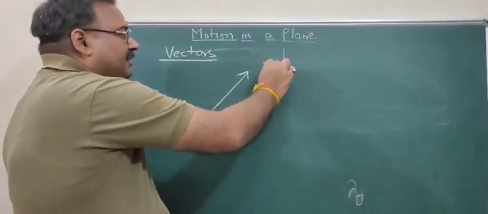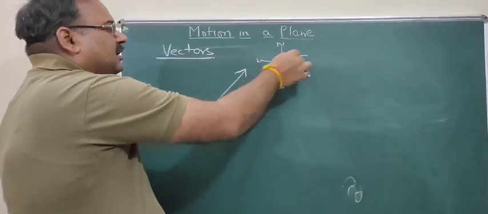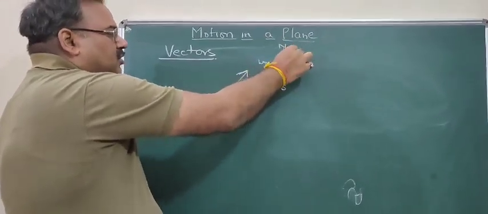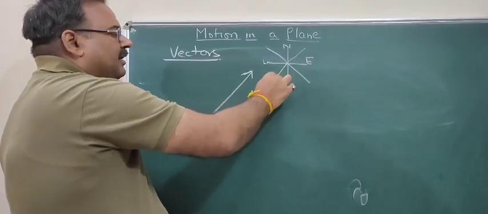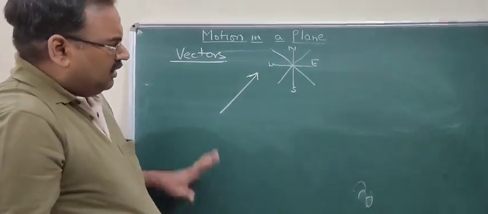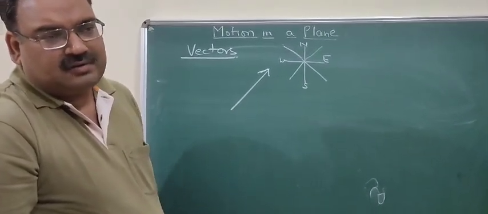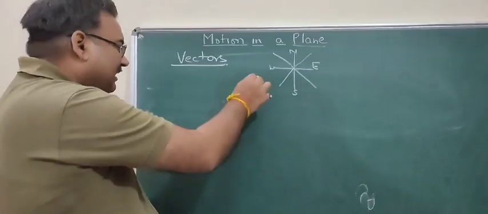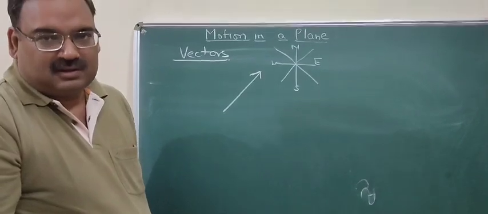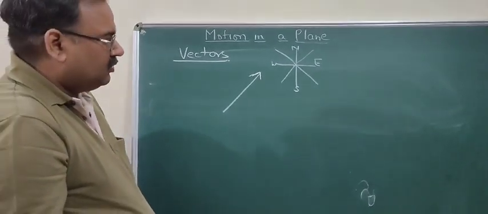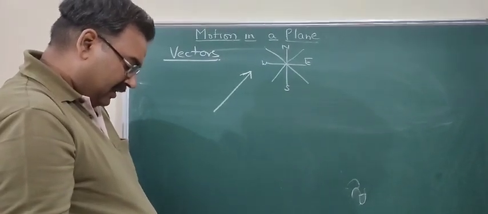Now we have these directions: north, south, east, west, and this is northeast, northwest, and so on. So the direction, the alignment of the arrowhead tells you the direction of the vector quantity, and this length tells you the magnitude of the vector. So a vector quantity is always represented by an arrowhead.